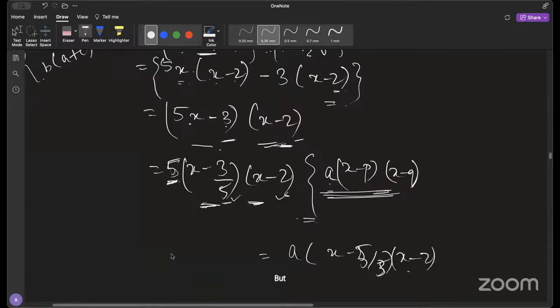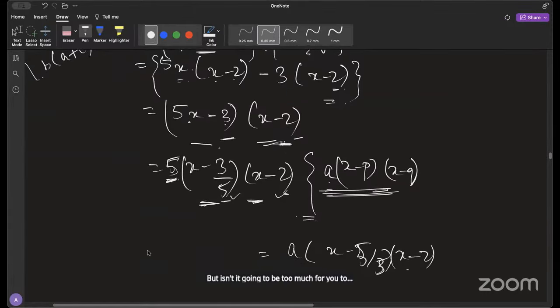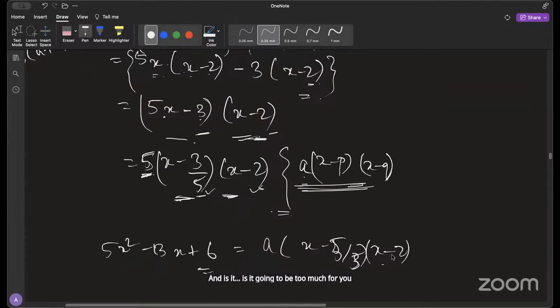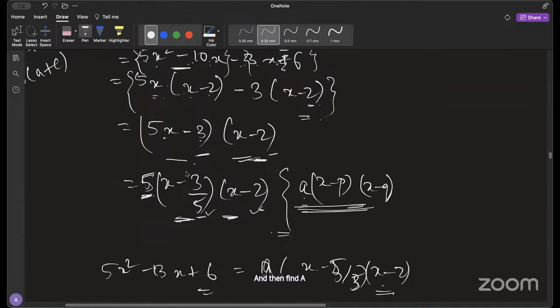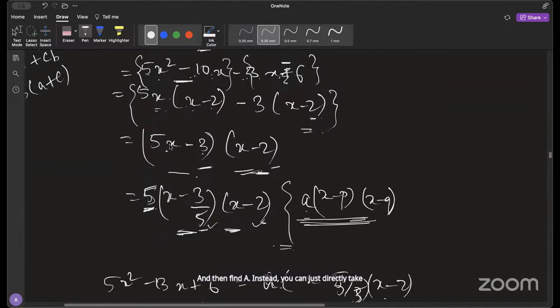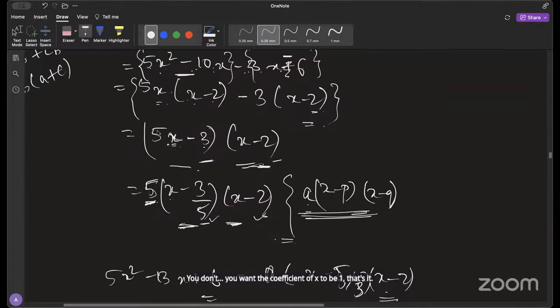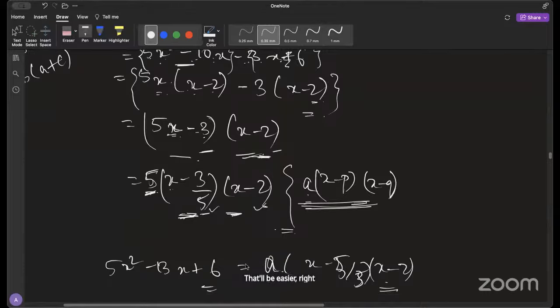But if you do this, isn't it going to be too much for you to first multiply this entire thing and then find A? Instead, you can just directly take 5 common from here because you want the coefficient of x to be 1. That's why you take 5 common from here and here. That will be easier, right? Okay, ma'am.